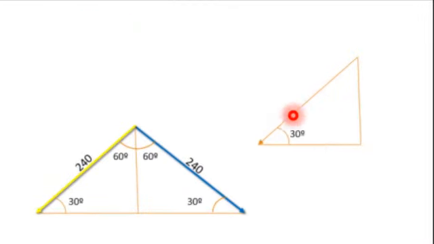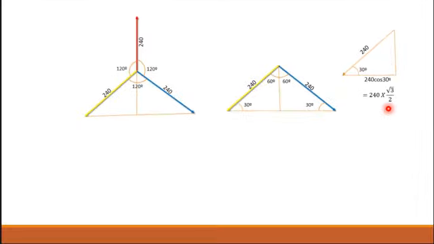We know this length is 240 mm. So according to the laws of trigonometry, if this is 240 mm and this is 30 degree, so this length would be 240 into cos 30. Now cos 30 is root 3 by 2. So it comes 240 into root 3 by 2. So if we talk about only this length, this is 240 into root 3 by 2 and this length is also 240 into root 3 by 2. So the total length is twice of 240 into root 3 by 2.